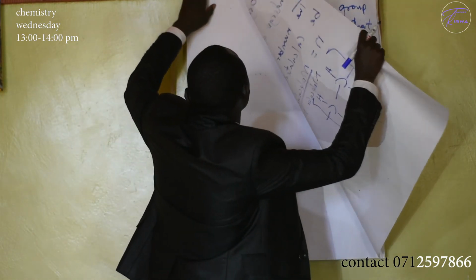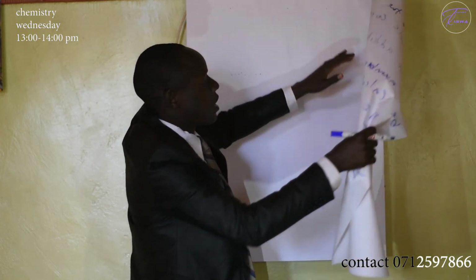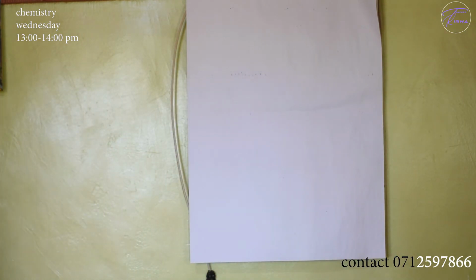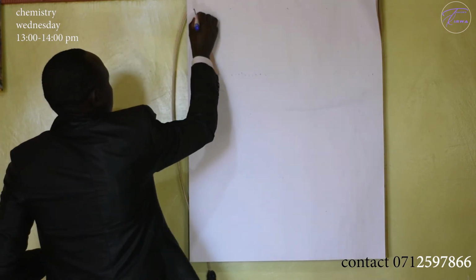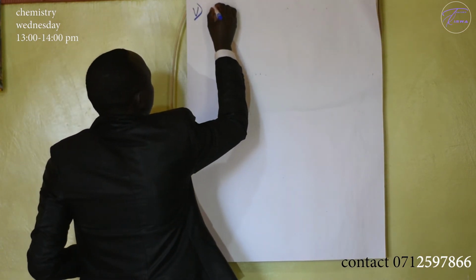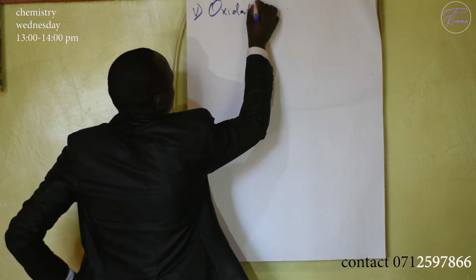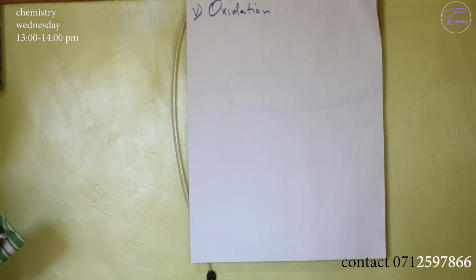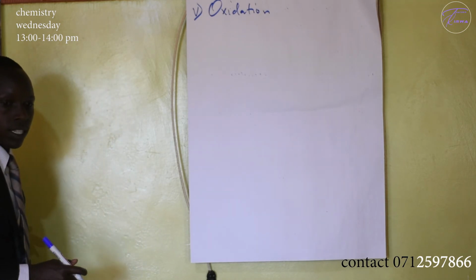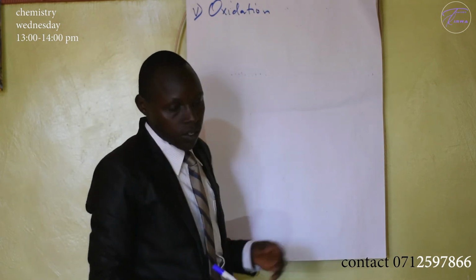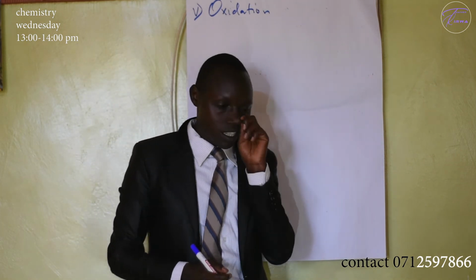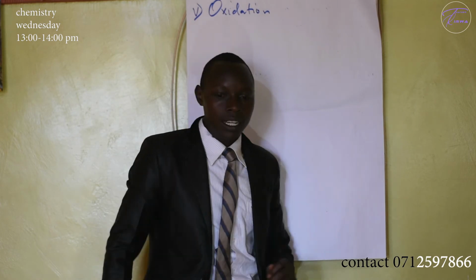Number 5, another addition reaction is called oxidation, or oxidation reaction. So oxidation reaction is the addition of an oxidizing agent. Now in chemistry we have two major oxidizing agents.